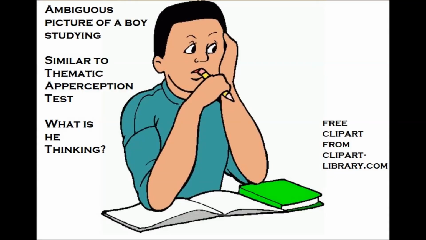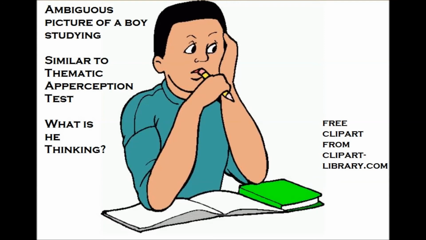The second quite famous projective test is the thematic apperception test. It involves showing ambiguous pictures, that means you can't really be sure what they mean, to the client, and then asking them to make up a story about the picture. The idea being that in doing so, the client ends up revealing what's on their own mind, or at least their feelings. Consider the picture in front of you.